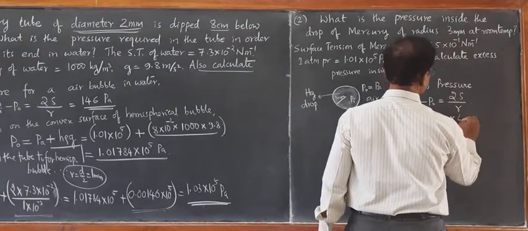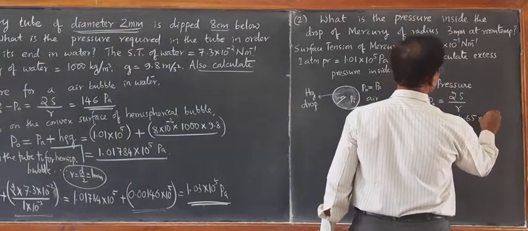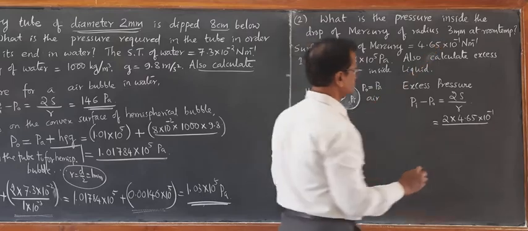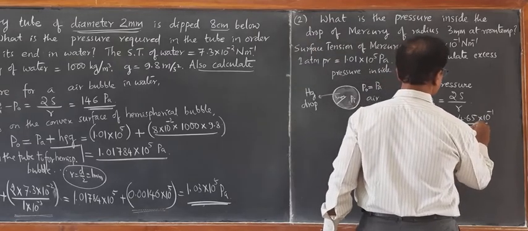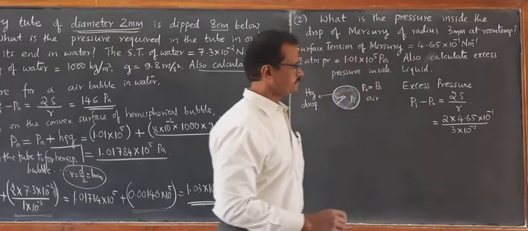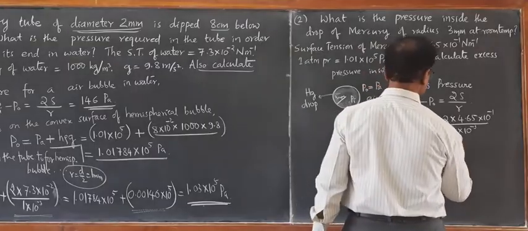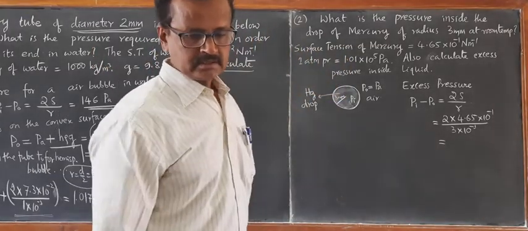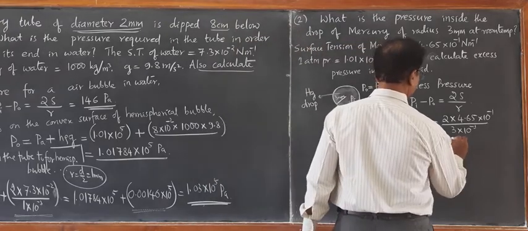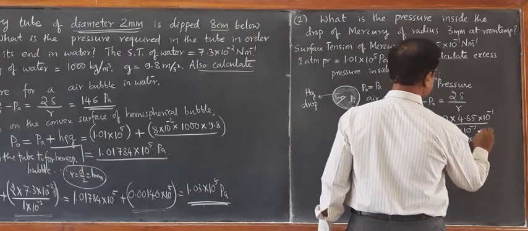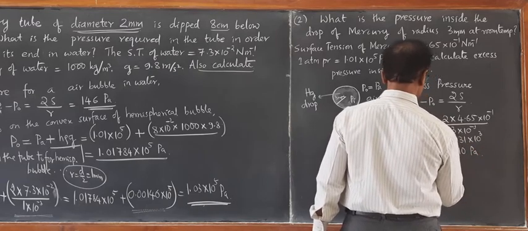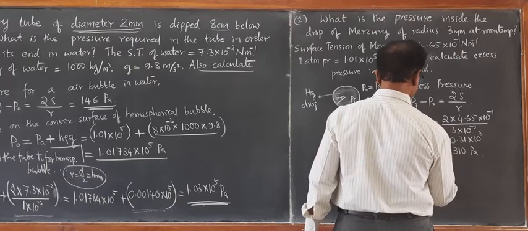So let us calculate 2 into 4.65 into 10 raised to minus 1 divided by radius. Radius is 3 millimeter, 3 into 10 raised to minus 3 meter. So if you simplify this, it comes out to be 0.31 into 10 raised to 3, so it comes out to be 310 pascal. So this is the excess pressure, Pi minus P naught.